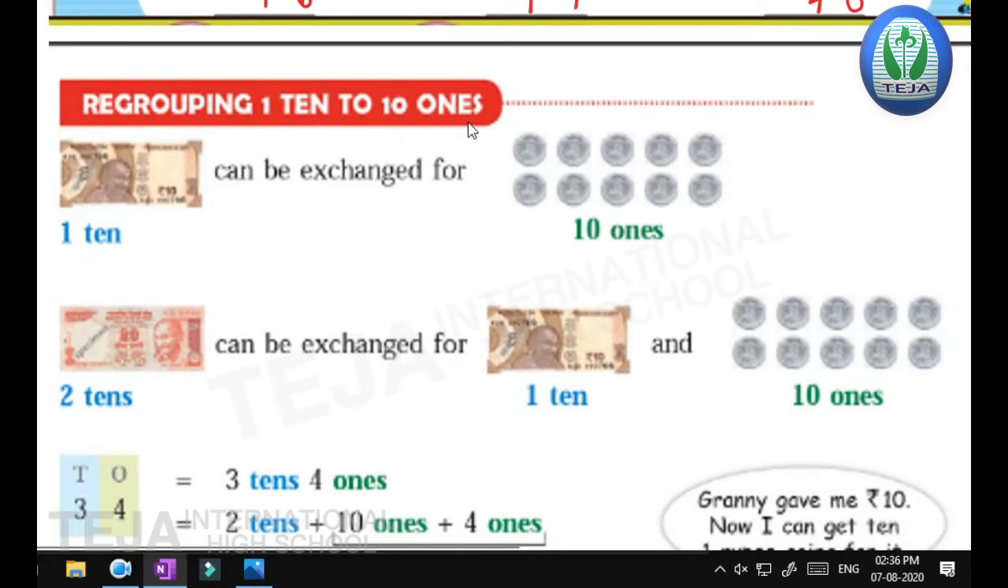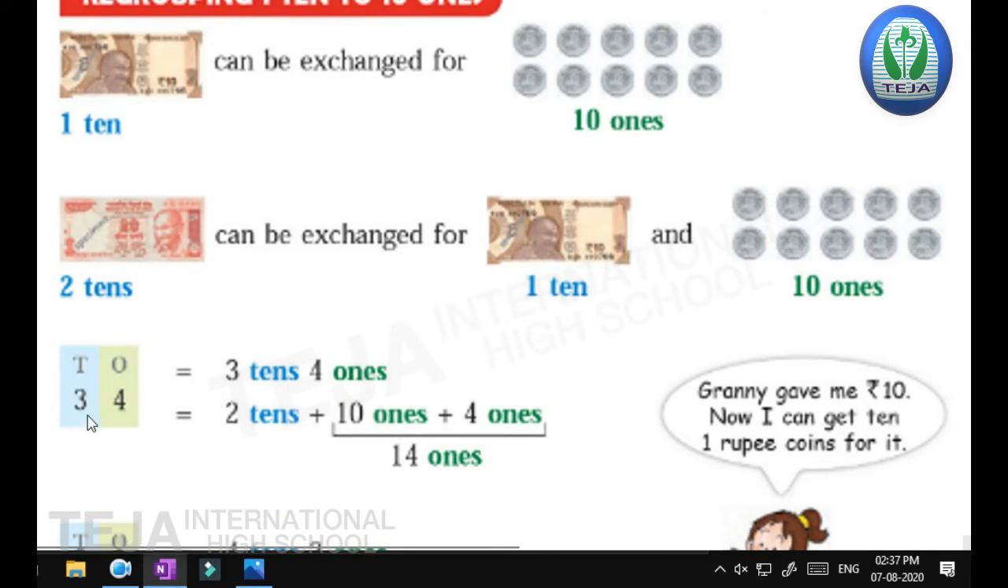Regrouping 1 ten to 10 ones. Now we already know that 1 ten can be exchanged for 10 ones. That means 10 ones is equal to 1 ten. In the same way, 2 tens can be exchanged for 1 ten and 10 ones. So how is it possible? Now we'll see.